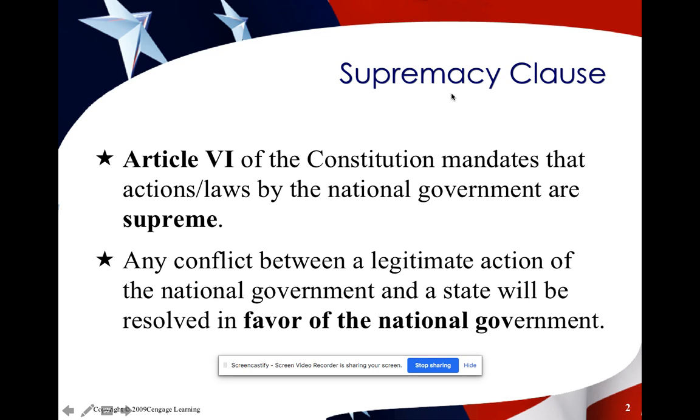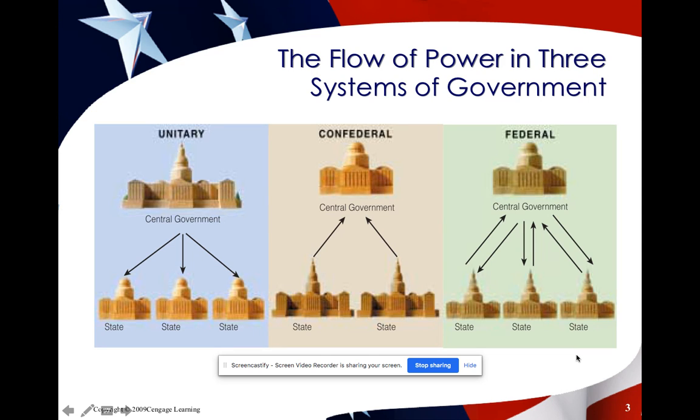We kind of talked about that a little bit in our Constitutional Convention. And we'll go over some shared powers and some denied powers.